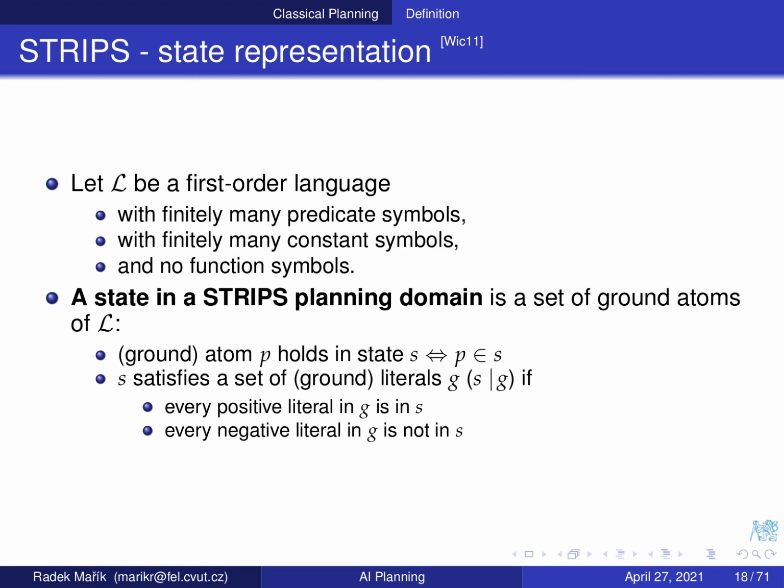On the other side, a state satisfies a set of literals G, written as S satisfies G, if every positive literal in G can be found in the state S, and every negative literal in G cannot be located there.